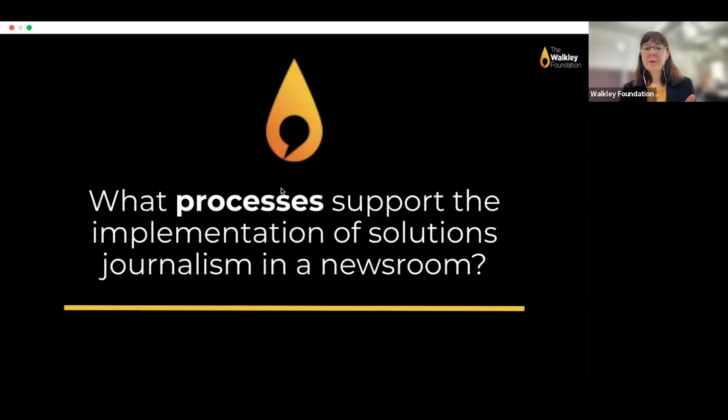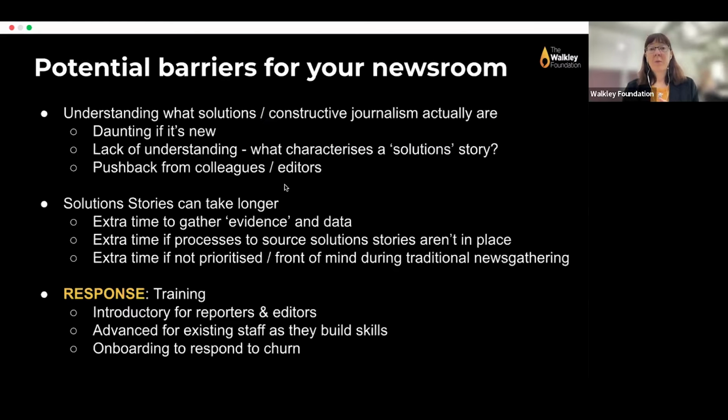So first of all, what sorts of processes do we need to support the implementation, the rollout of solutions journalism in a newsroom? Well, the first thing is what do you need to plan for? What kinds of risks or barriers might come up that you'd need to have a think about so that you can develop processes for that as part of your plan?